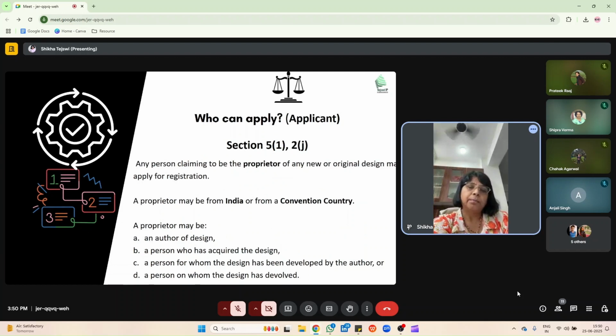Now, who can apply? Who is an applicant? In this case, any person claiming to be the proprietor of the new and original design may apply for the registration. The proprietor may be from India or from a convention country. The proprietor may be the author of a design, or a person who has acquired the design by way of assignment, or to whom the design has devolved. But the most important criterion in the case of a proprietor from a convention country is that he will not directly file.